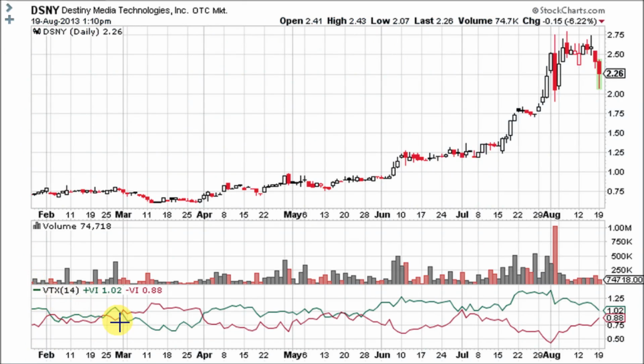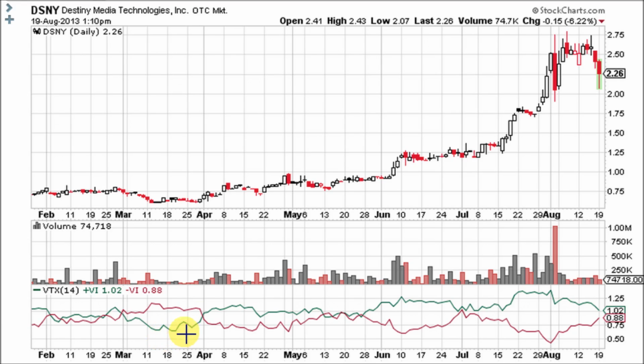It's comprised of two lines. There's a green line that's called plus VI and a red line that is called minus VI. What's important about this indicator is the 1.0 level and which line is above it. It is bullish when plus VI is above 1, and it is bearish when it is below it.